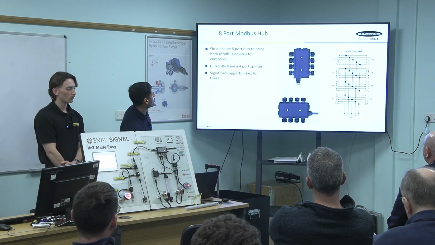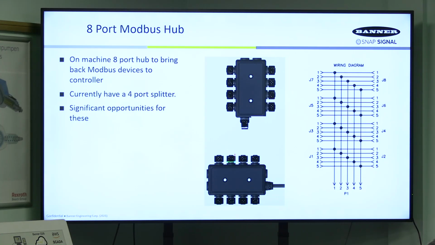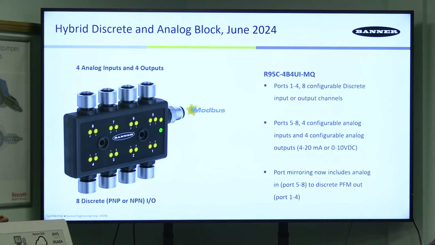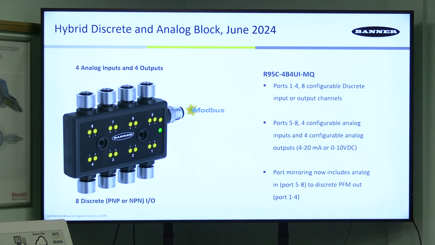So what we do have are our parallel splitters. So if it's on Modbus, we can daisy chain everything into one hub, being Modbus. But we also have these new, it's like a hybrid block. So this allows us to have 4 to 20 milliamp signal inputs, outputs, and discrete out of one remote I/O block.